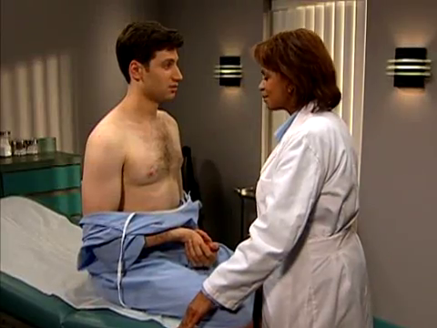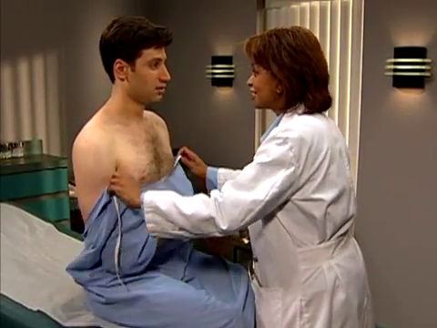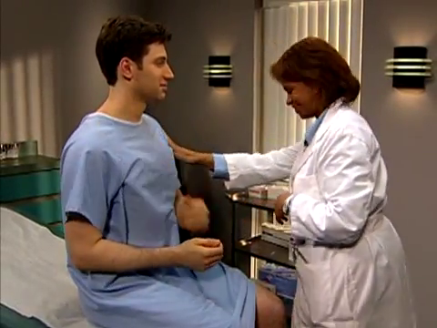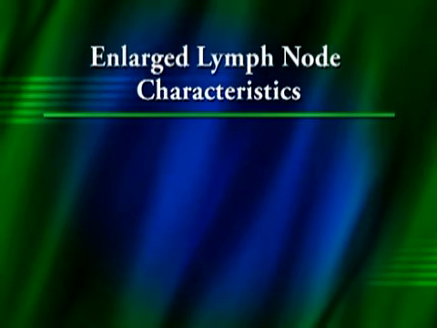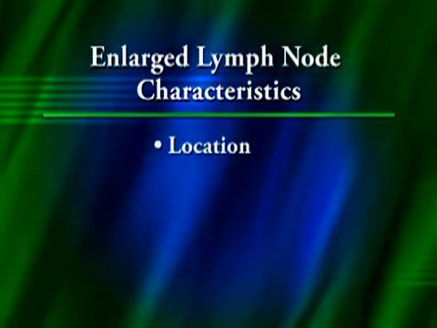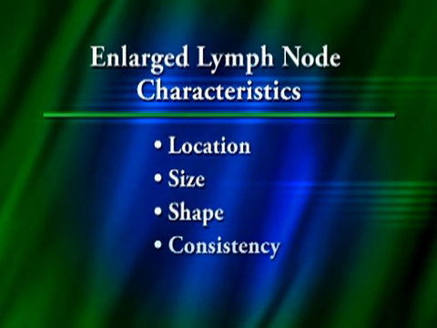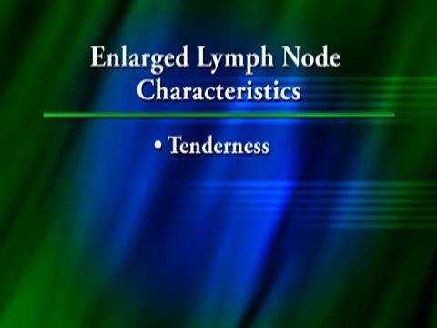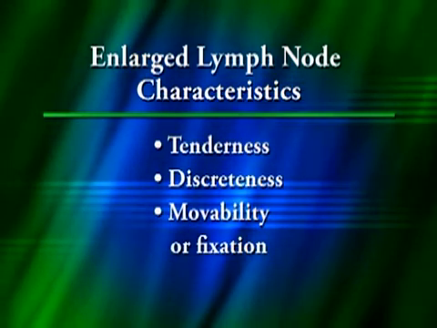In healthy adult patients, lymph nodes usually are not palpable. However, you may detect small, movable, discrete nodes. If you find enlarged lymph nodes, characterize their location, size in centimeters, shape, consistency, tenderness, discreteness, and movability or fixation to surrounding tissue.